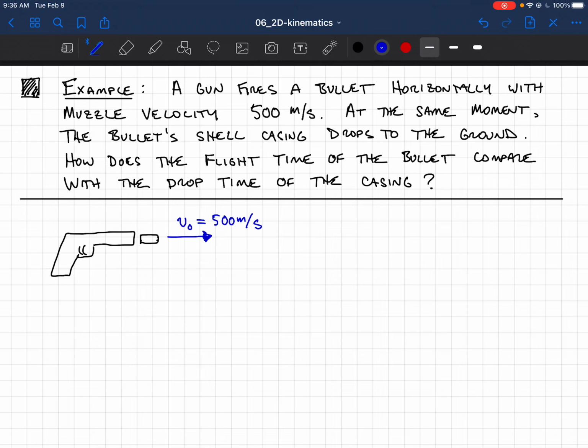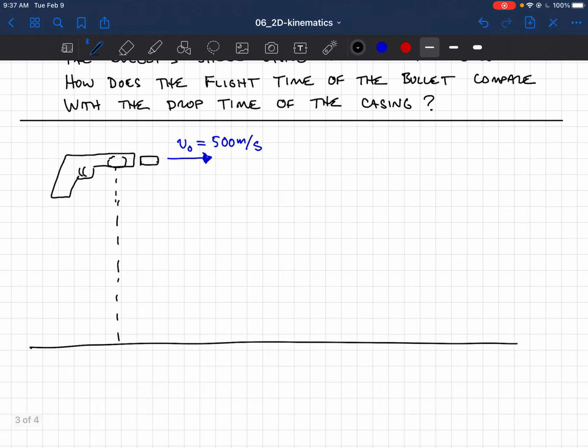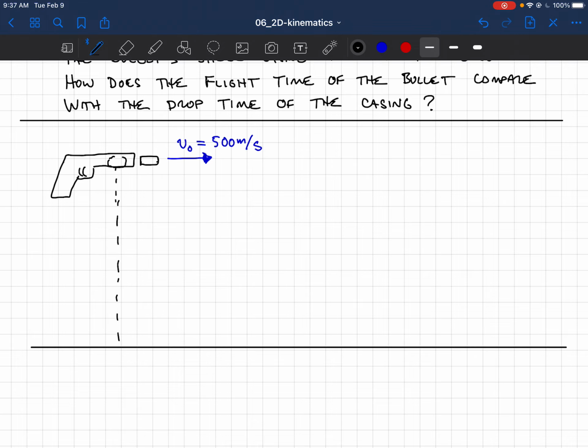And at the same moment, the casing of that bullet, so I'm not exactly sure what that means, but the thing that holds the bullet falls directly to the ground. So I probably should have drawn it up here. So it's going to fall out of the gun and fall straight down to the ground. So the trajectory of the shell casing will be just this vertical line. And let's draw the ground, I guess. And the trajectory of the bullet, this is of course not to scale.